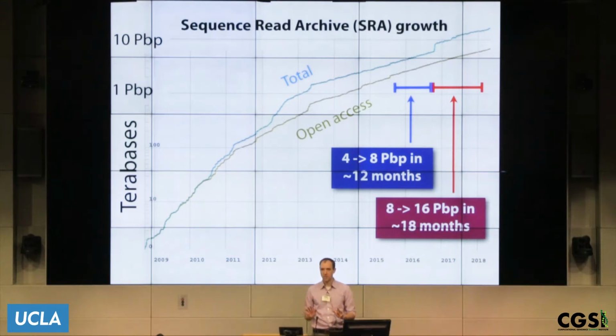Now, public data is not that easy to use, right? Public data in the sequence read archive is not queryable per se, right? It's a lot of big compressed blobs of raw data. There's like one big blob of a file for every run accession that's stored in the sequence read archive, basically for every sample that's in the sequence read archive.